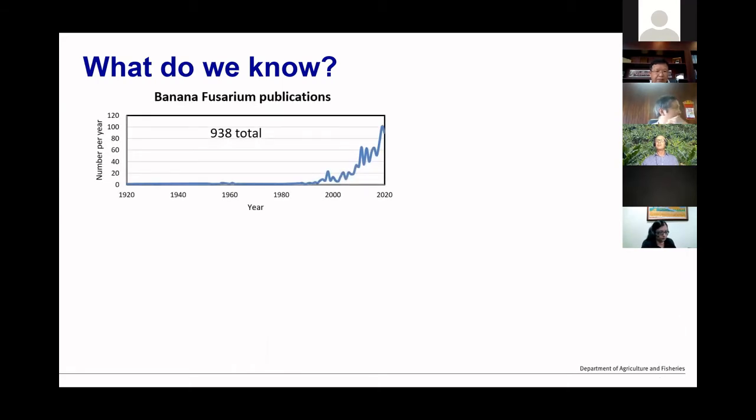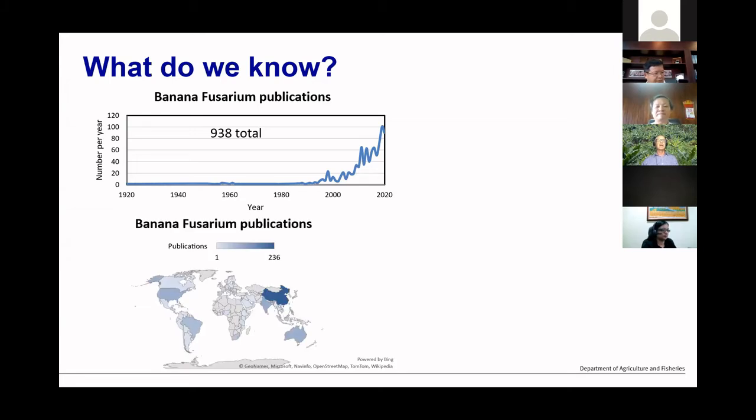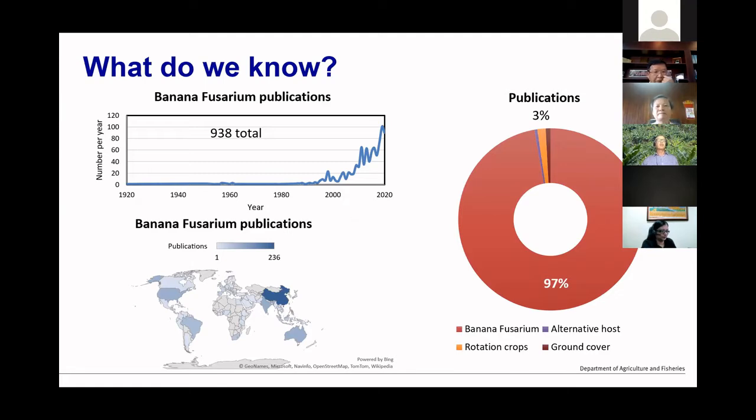We also know that over the last 100 years, there have been around 938 publications on banana Fusarium, and this has increased dramatically in the last 20 years as tropical race 4 has become a global problem. Most of these publications come out of China, India, USA, and Australia. However, only 3% of these publications have anything to do with non-banana plants as either alternative hosts, rotation crops, ground covers or intercrops. Therefore, there is a large gap in our knowledge about these plants in the banana production system that needs to be addressed.